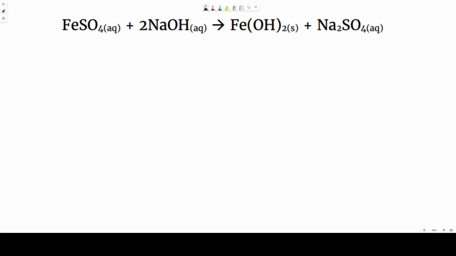Again. Today we're back with some more ionic and net ionic equations and the differences between the two. And after this, we'll be moving on to balancing and solving redox reactions.